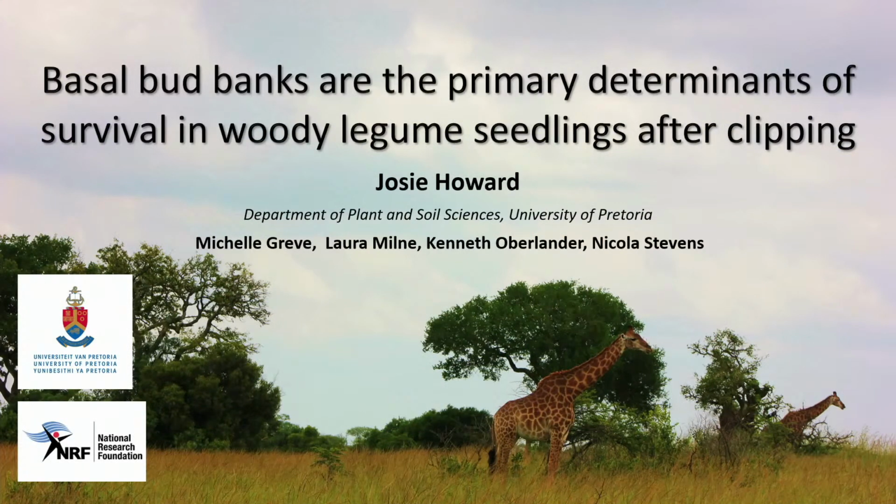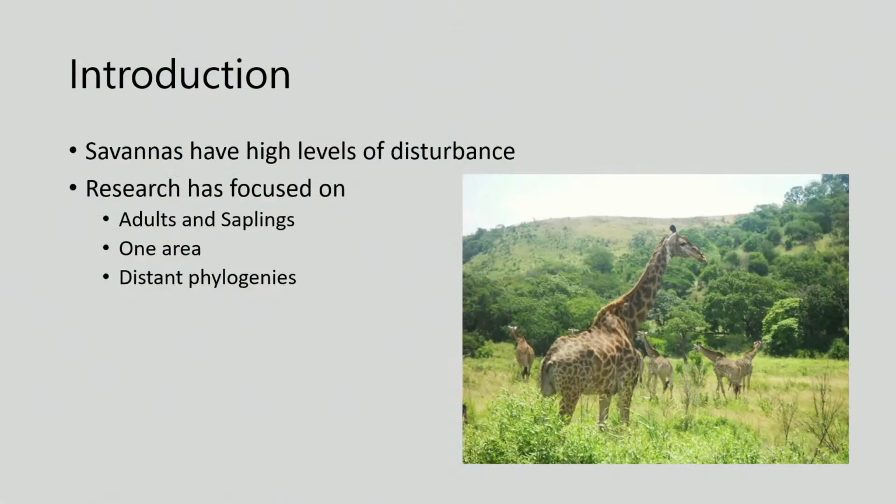Okay, good afternoon. So today I'll be presenting my honours research project on disturbance response in savanna legume seedlings. So as we all know, savannas have high levels of disturbance. Therefore, we expect the trees in these systems to have adaptations to herbivory and fire. Research done on these adaptations has mostly focused on adults and saplings or on one specific geographic area. Additionally, they have compared species across distant phylogenies.